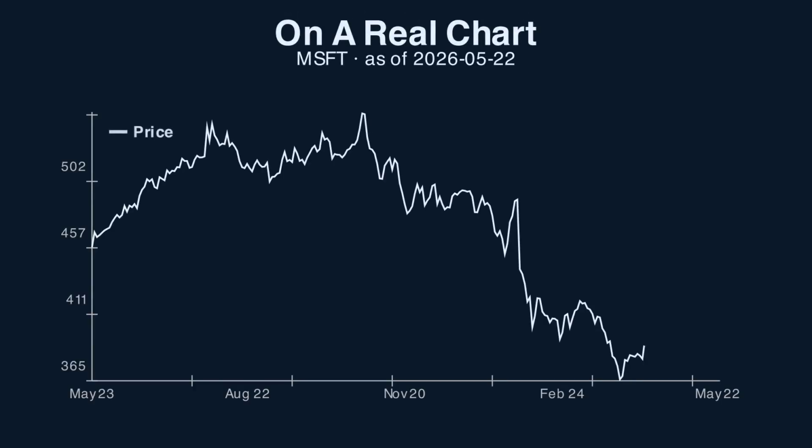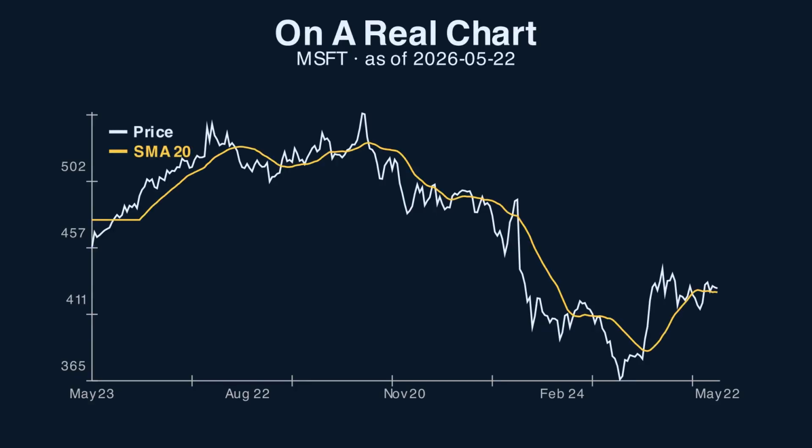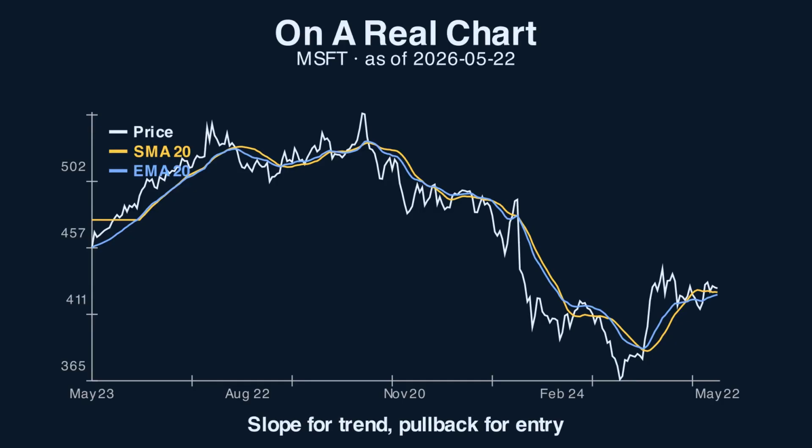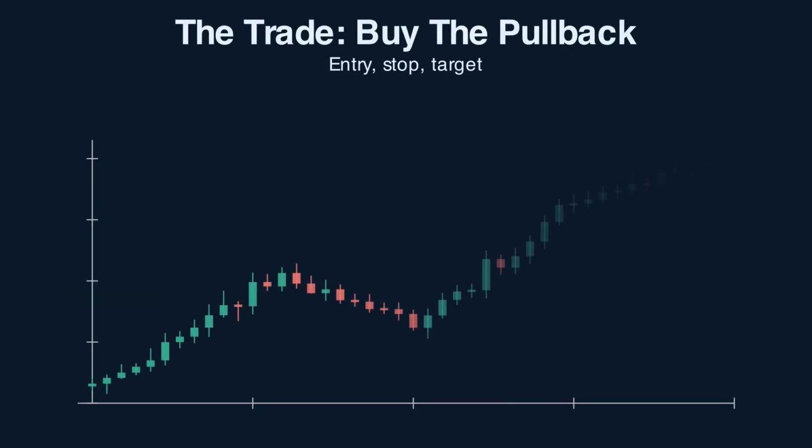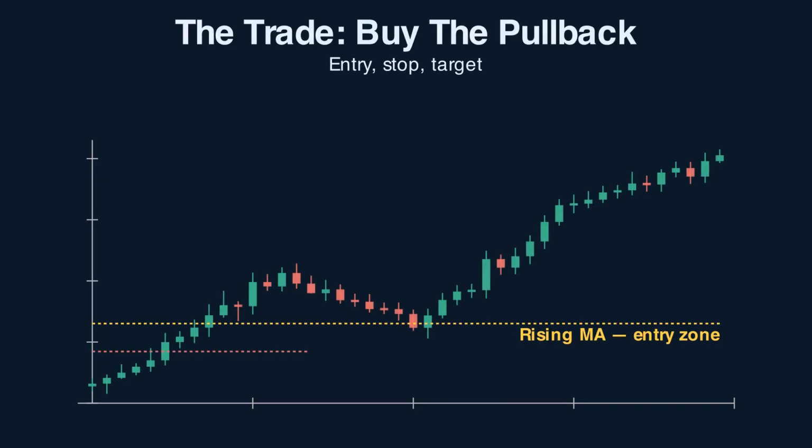On a real chart, you can see both jobs at once. The slope tells you the trend is up, and each pullback to the average offered a lower risk entry than chasing. That's how a swing trader uses moving averages, for direction and for timing the pullback, never as a crystal ball. Here's the trade. The trend is up and the moving average is rising beneath price.